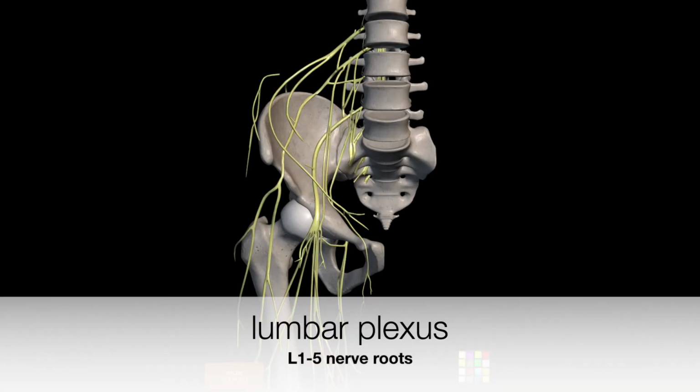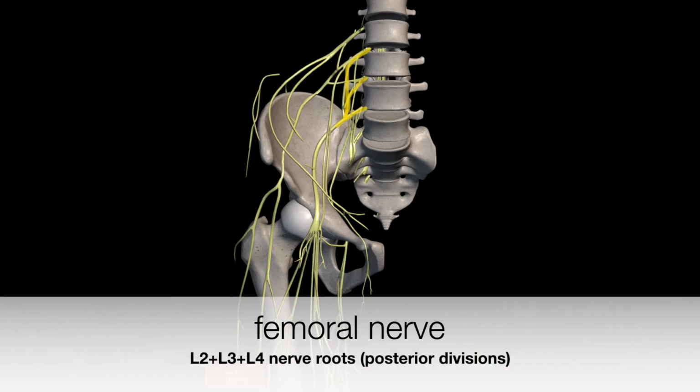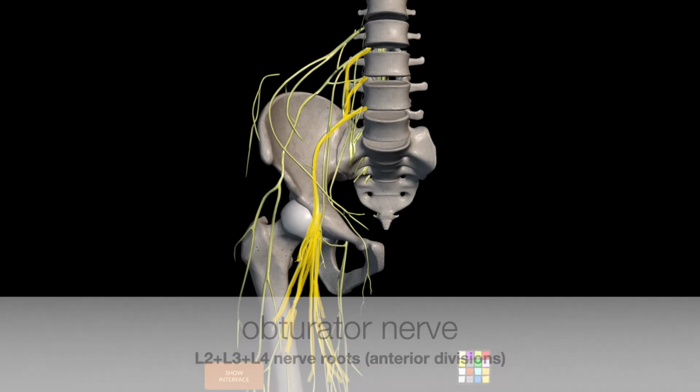The lumbar plexus is derived from the nerve roots L1 to L5, and we've already seen that the two large motor nerves of the plexus are derived from the L2, L3 and L4 roots, and these are of course the femoral nerve and the obturator nerve.